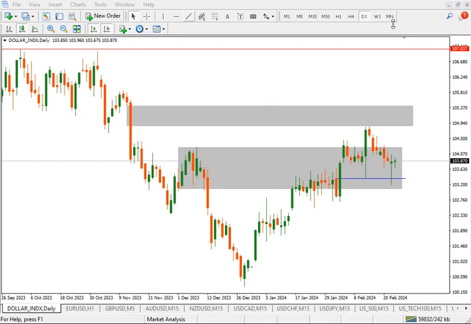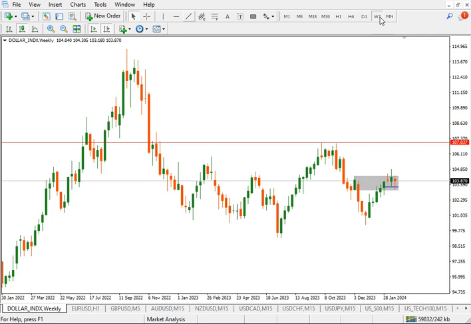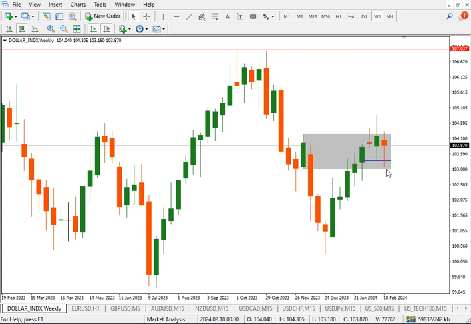So here's the dollar index. We'll start with the weekly time frame. So the weekly time frame here, we can see clearly last week our anticipation going into last week was that we're going to run higher.